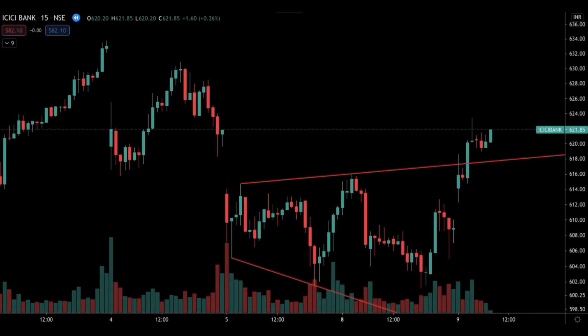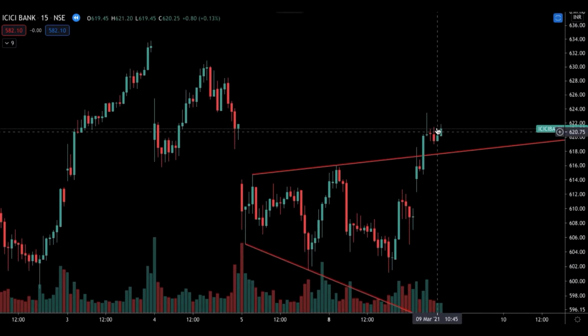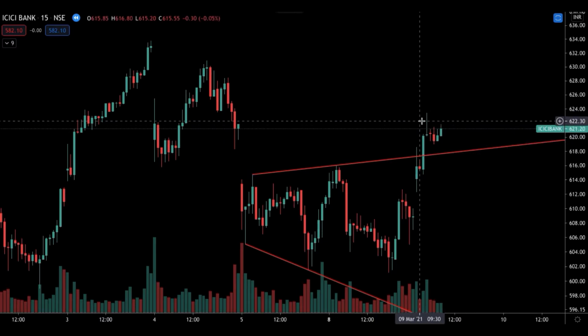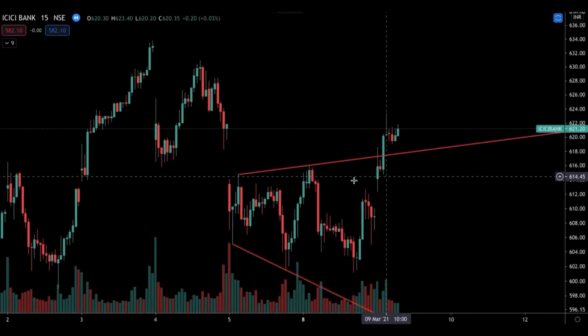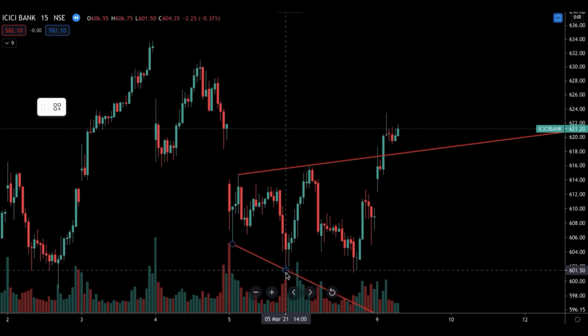Here you got a small pullback. Now, why a small pullback? Because it didn't touch the line. It stayed here for 4 candles. You can trade on this also because not always the stocks will come to the trend line. Not always they will come to the breakout level.